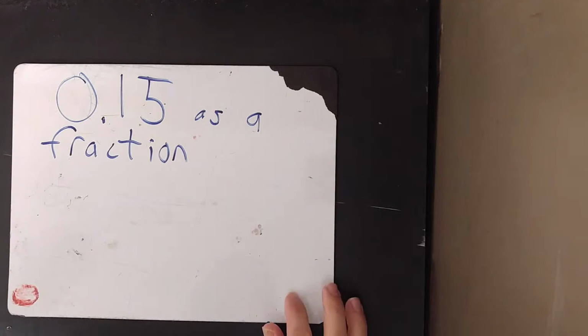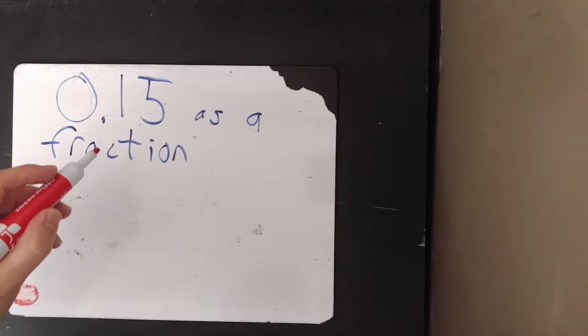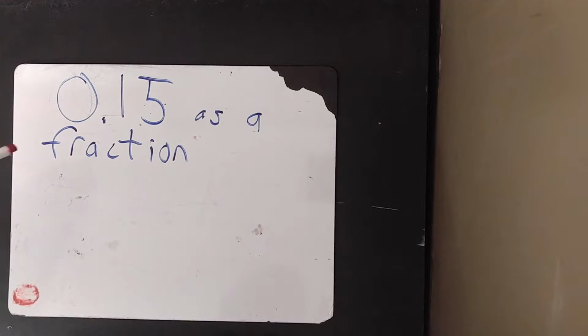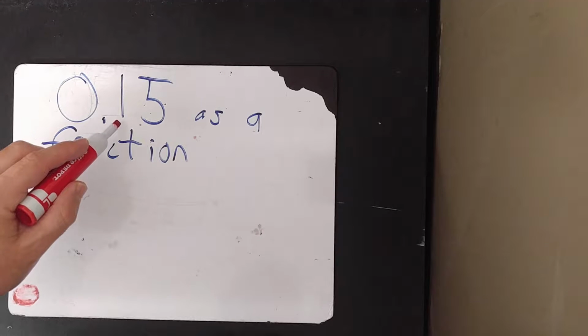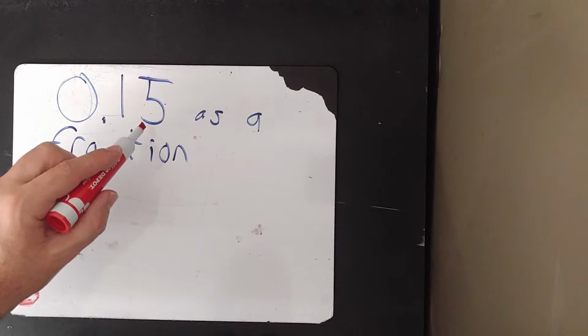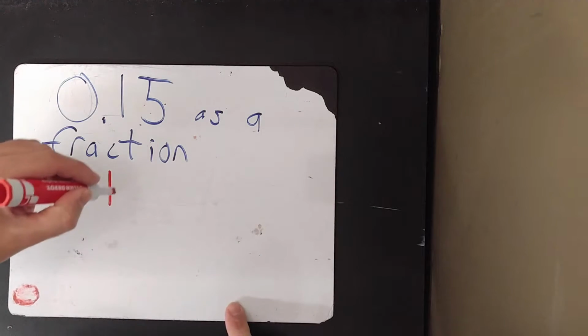Three problems will be some of the review for the Chapter 2 test. The first one is writing 0.15 as a fraction. You'd first want to look at the decimal places. This is the 10th place where the 1 digit is, and this is the 100th place where the 5 digit is. So you would put that 15 over 100.